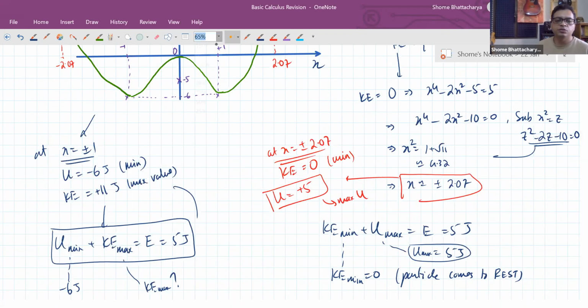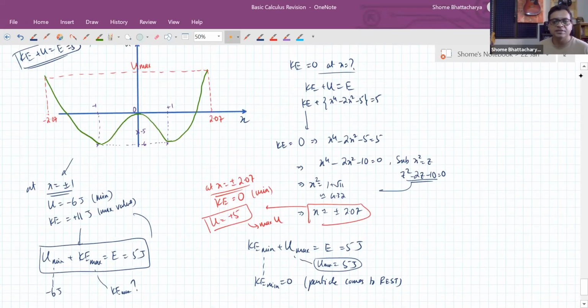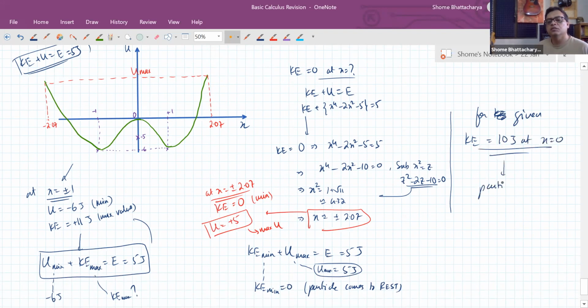So we've actually solved a few more things than was required in the question also. We have found the range of motion. For the given kinetic energy of 10 joules at x equal to 0, the particle will keep moving, that is oscillating back and forth between x equal to plus minus 2.07.